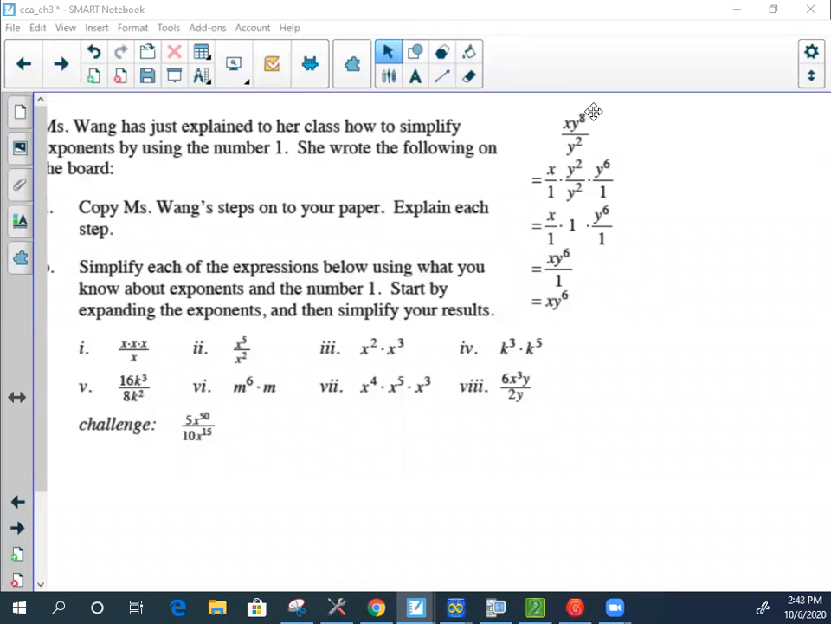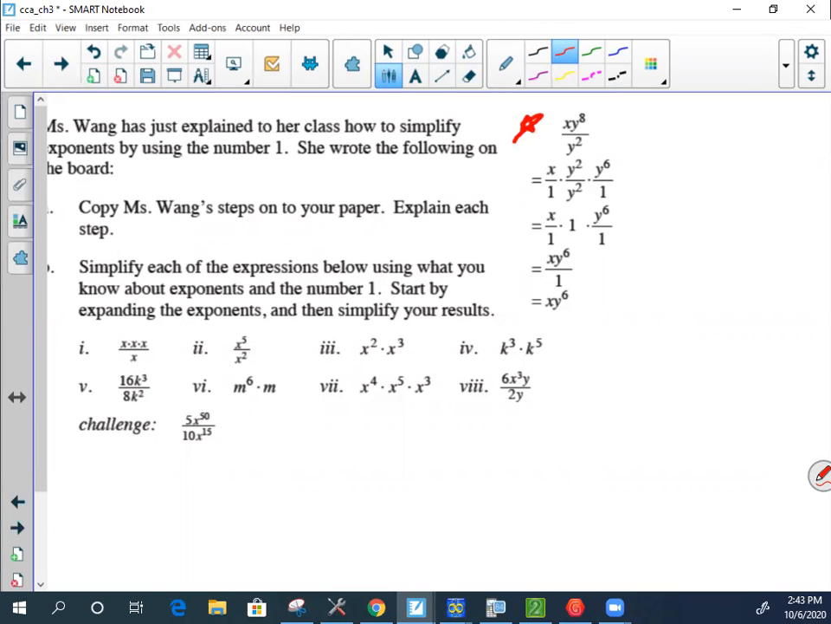If we look at question 3.2, Miss Wang is explaining to her class how I can simplify exponents by using the number 1. And she wrote the following steps. So she started out with x times y to the 8th divided by y to the 2nd. She broke this up as x divided by 1.